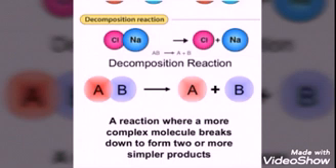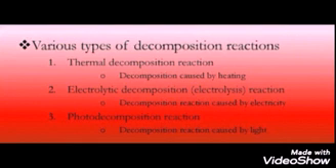Here, a single reactant breaks down to give two or more products. If the decomposition reaction happens with the help of heat, then it is called thermal decomposition. If it occurs with the help of light, then that type of decomposition is called photochemical decomposition. If it occurs with the help of electricity, then the decomposition reaction is called electrolytic decomposition or electrolysis.